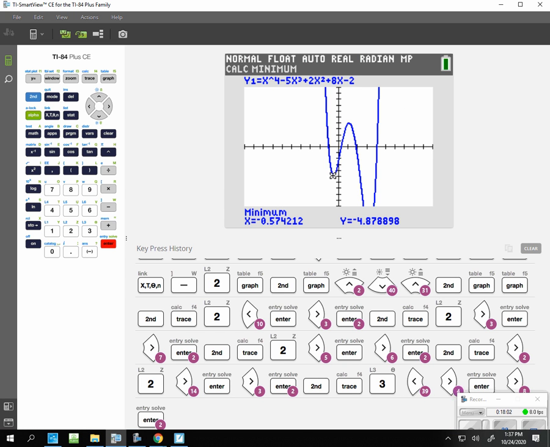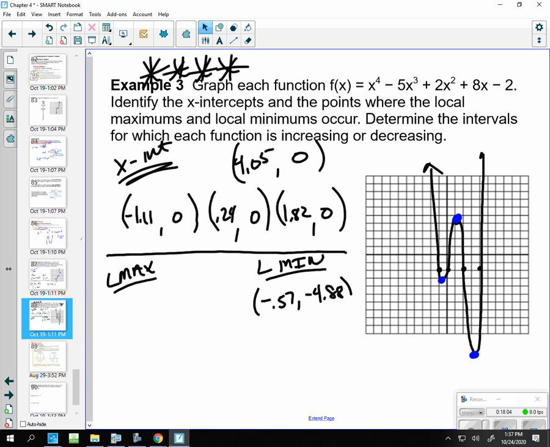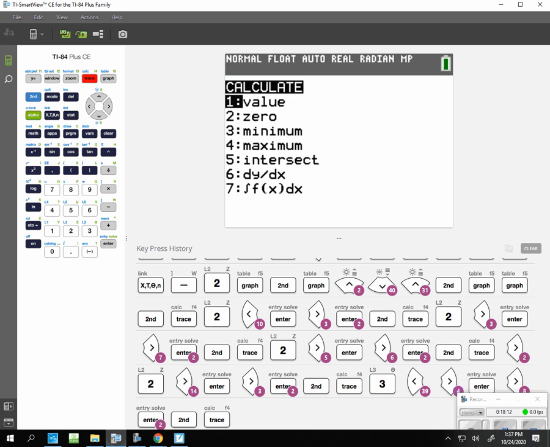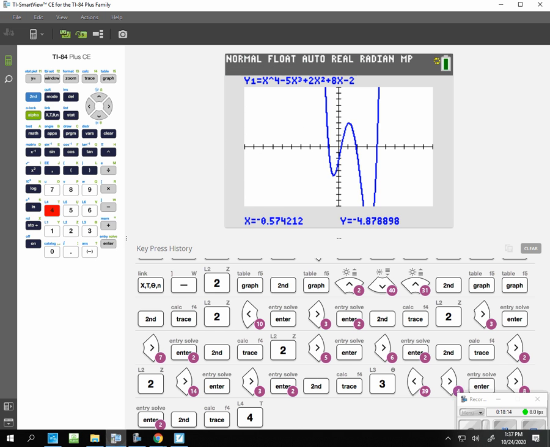Yes, negative 0.57, negative 4.88. So there's one minimum point. Now let's go back to the calculator. Hit second, trace. This time I'm going to do a maximum.